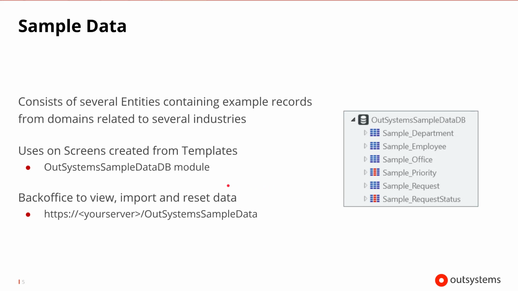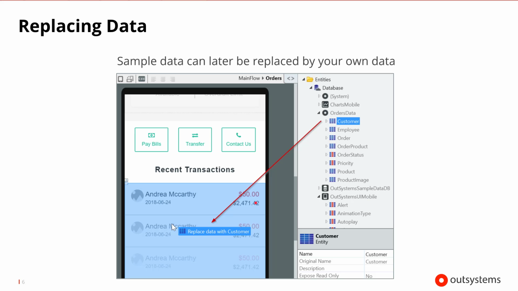Now, if you wish to be able to see this data so that you can view it, import it, or potentially reset it, you can go ahead and view and manipulate this data by going to your particular server. So when you think of your personal environment and your URL, if you go ahead and go to OutSystems sample data, this will take you to a user interface that will allow you to view and interact with the sample data.